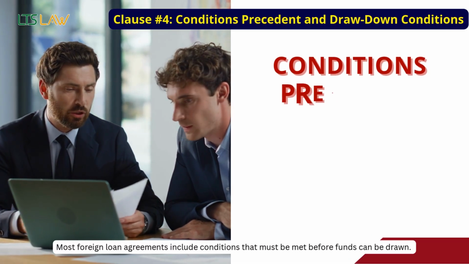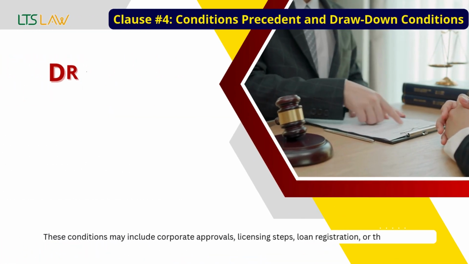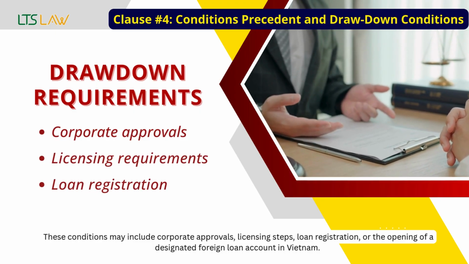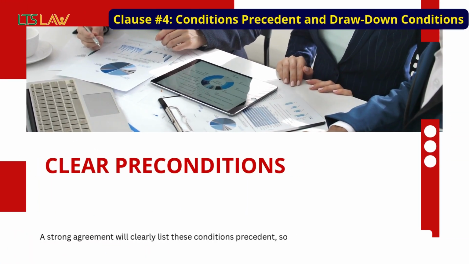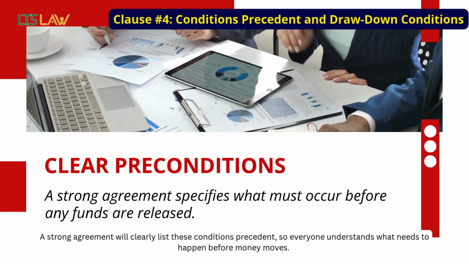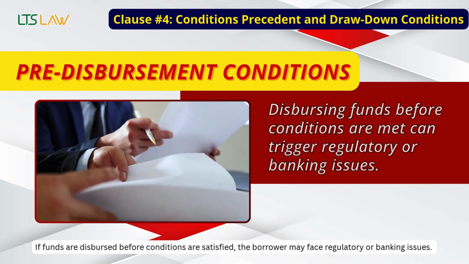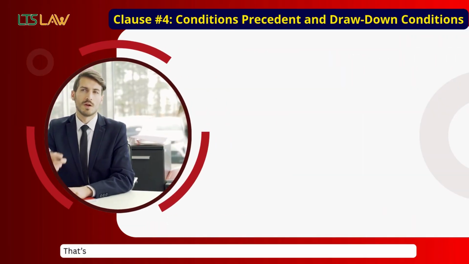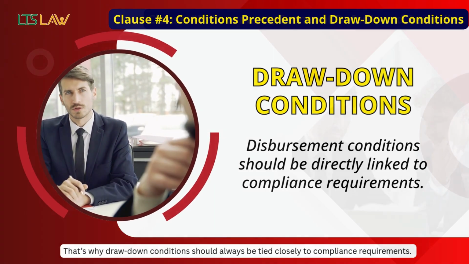Most foreign loan agreements include conditions that must be met before funds can be drawn. These conditions may include corporate approvals, licensing steps, loan registration, or the opening of a designated foreign loan account in Vietnam. A strong agreement will clearly list these conditions precedent, so everyone understands what needs to happen before money moves. If funds are disbursed before conditions are satisfied, the borrower may face regulatory or banking issues. That's why drawdown conditions should always be tied closely to compliance requirements.